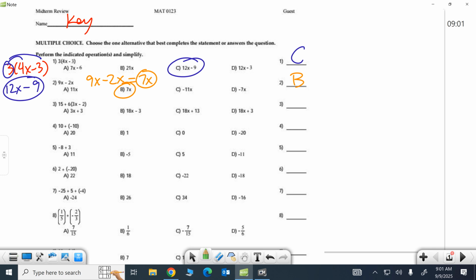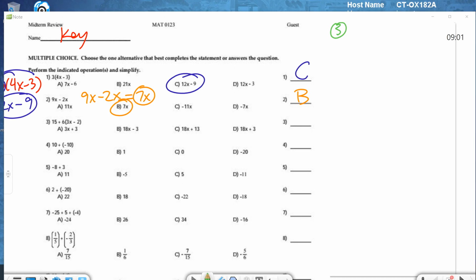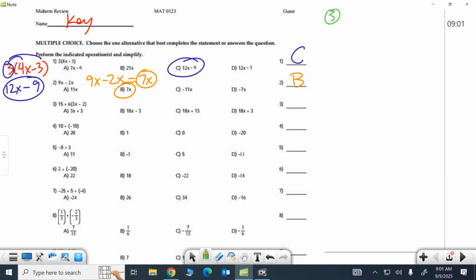Number 3 is 15 plus 6 times 3x minus 2. So again, order of operations, please excuse my dear Aunt Sally. There's nothing inside the parentheses, so then I go to distribute the 6.